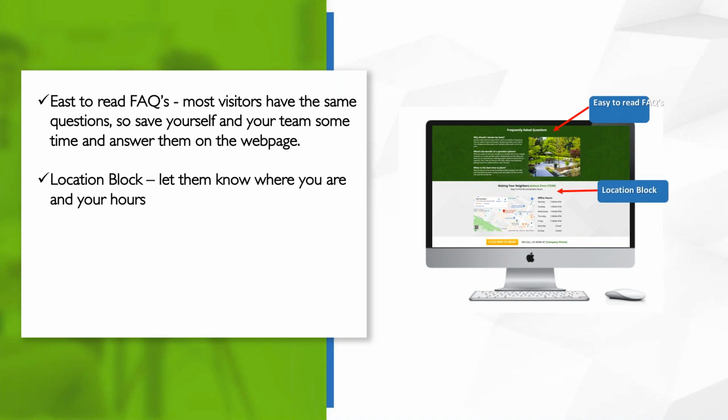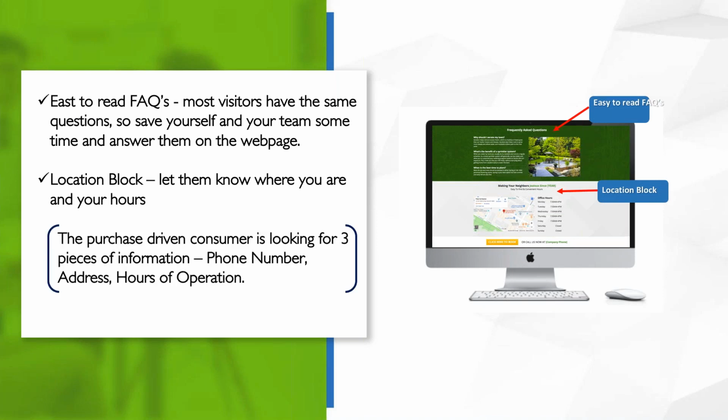A location block: let them know where you are and your hours. I've worked with a lot of medical professionals, and one of the biggest complaints is people going there when the website says their hours are open, and they're not. The purchase-driven consumer is looking for three pieces of information: phone number, address, hours of operation. Don't make them have to leave your website and go to Google Maps to find directions to get to you. Have it on the page. And then a final call to action. So those are all the things when it comes to the website, the brand site funnel and automation, so that you have the best chance of converting them.